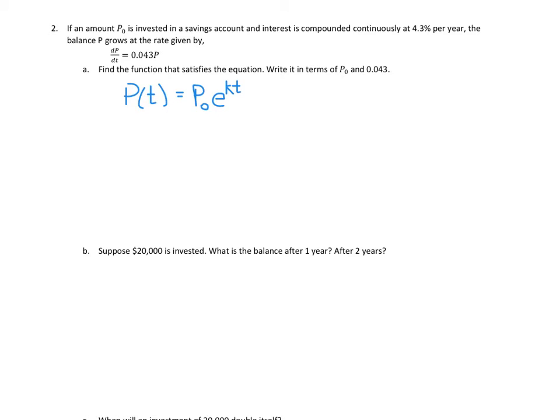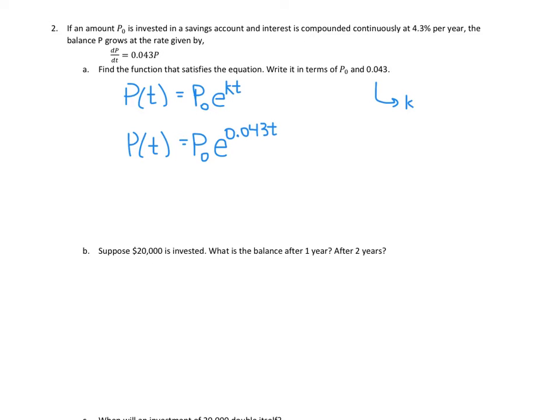We are not given an initial population in this case. We are, however, given a growth rate, and that is the 0.043. That is k. So we're going to plug that in for k, and we're going to have P of t equal to P sub 0 e to the 0.043 times t. And there's our function.